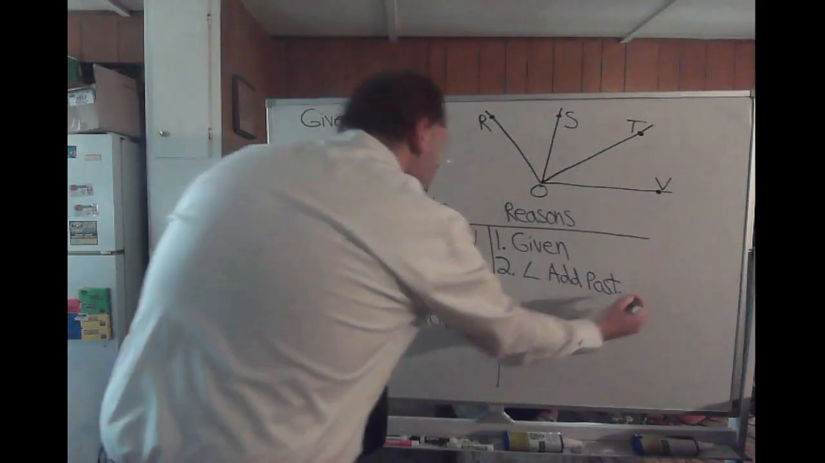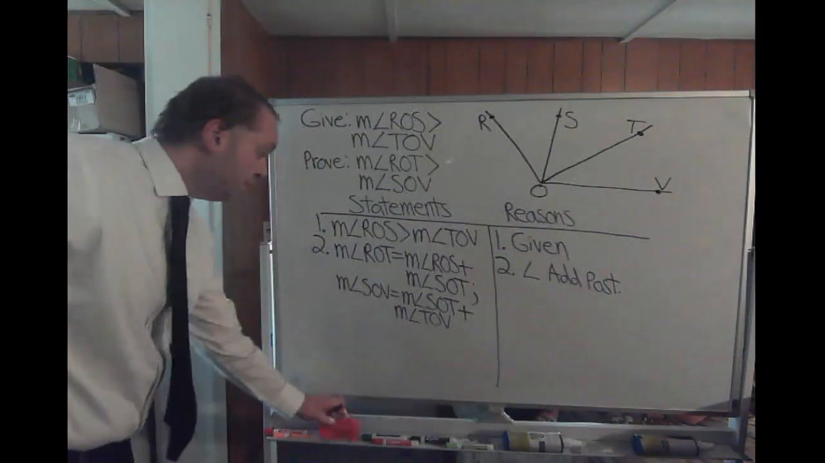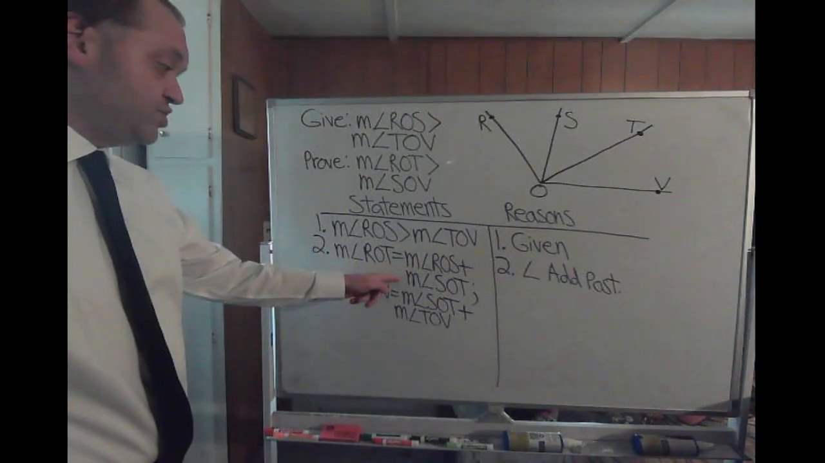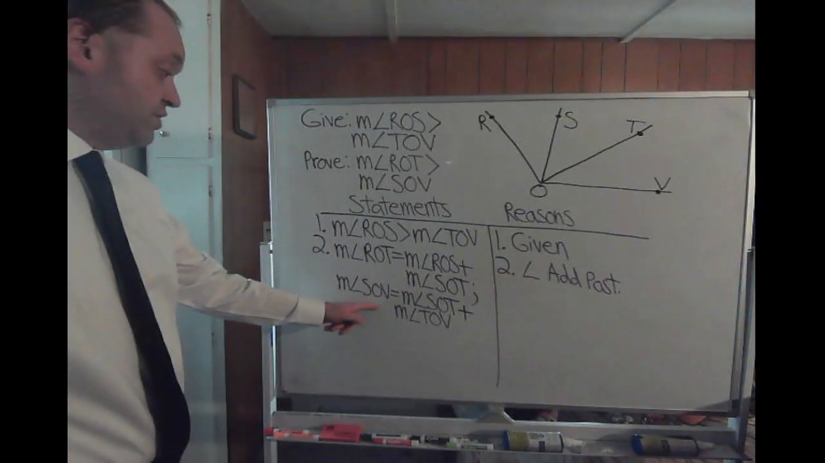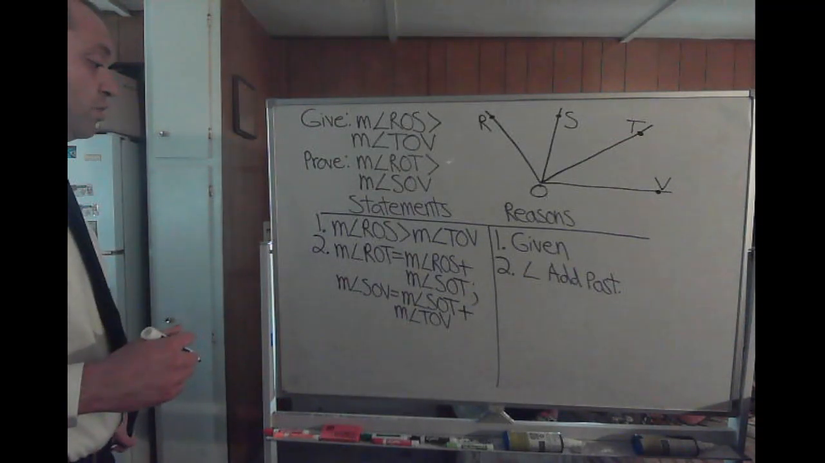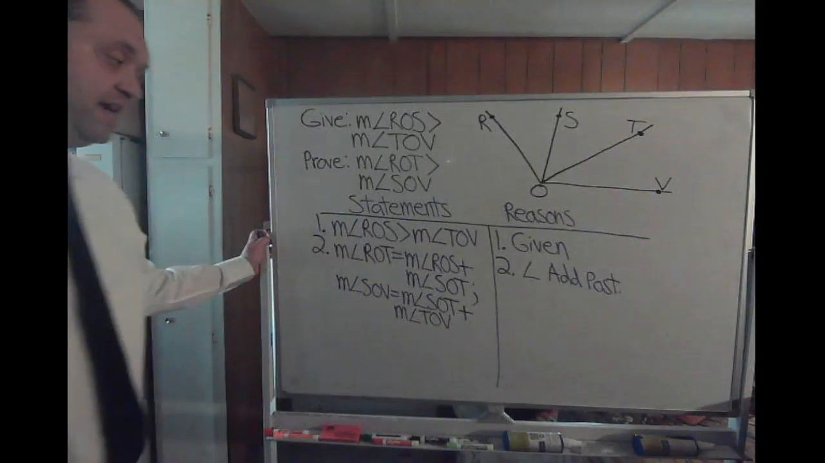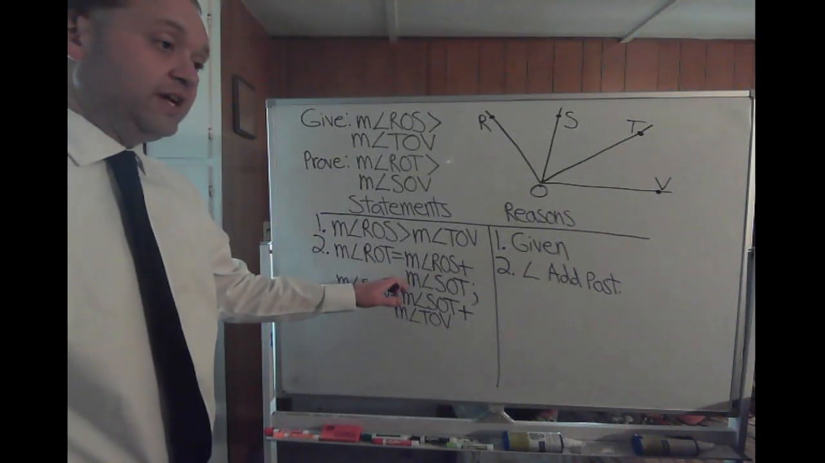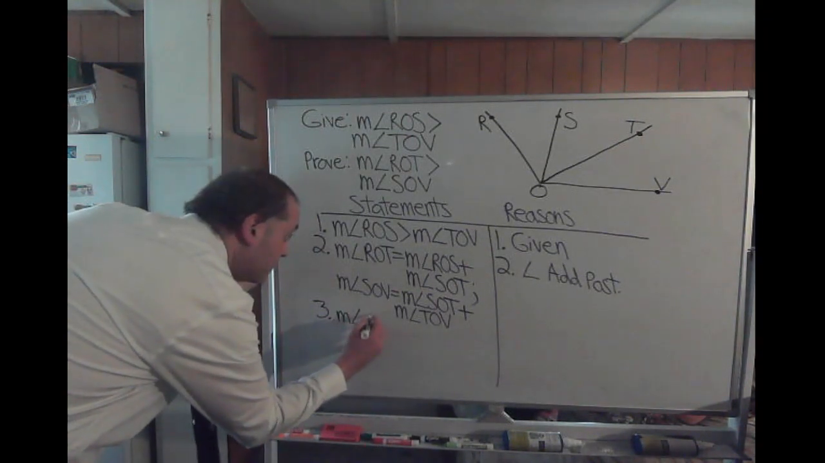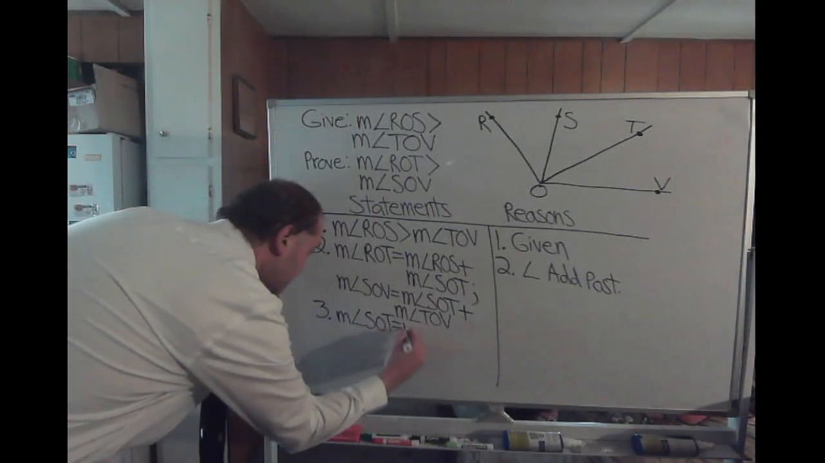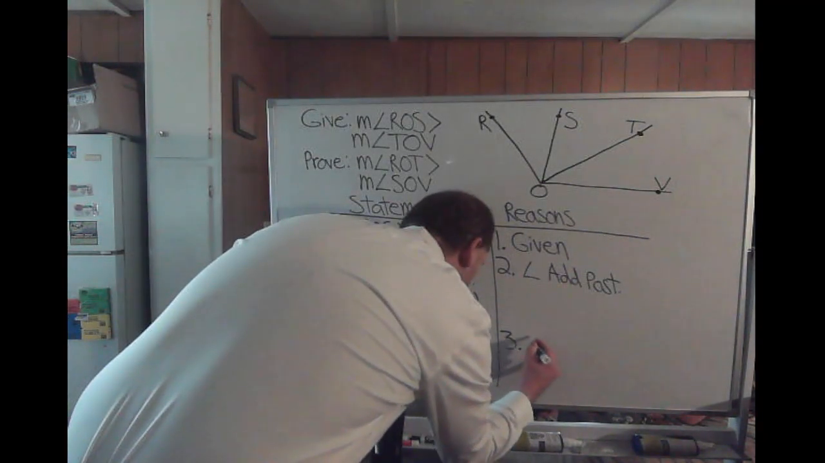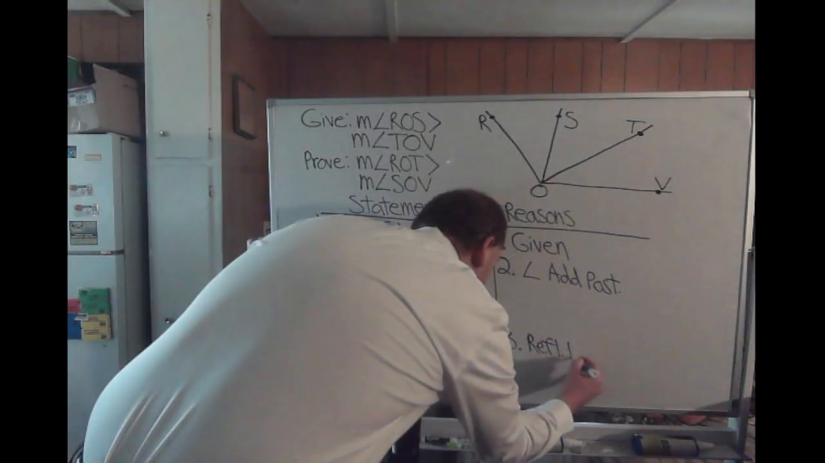So by the angle addition postulate, we can actually then say that the measure of angle ROT equals the measure of angle ROS plus the measure of angle SOT. And then the measure of angle SOV equals the measure of angle SOT plus the measure of angle TOV. Well, look at what both of these angles have in common. They both have a common measure of angle SOT, do they not? So I think step 3, we need to say the measure of angle SOT equals the measure of angle SOT. That's going to be by the reflexive property.